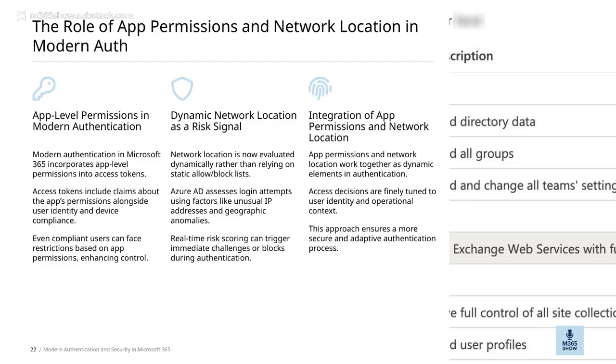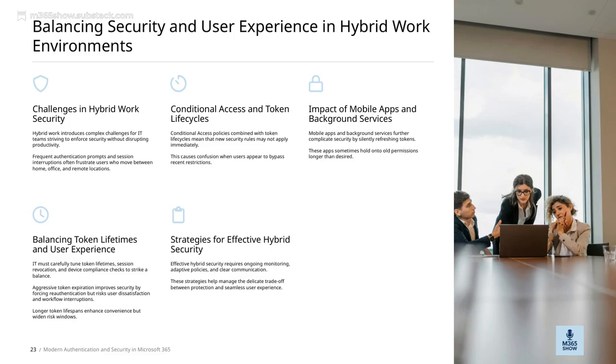So, in summary, app-level permissions are embedded into access tokens, and these permissions play a crucial role in modern authentication. They help us enforce granular control and make sure that access is granted safely, even considering the operational context. Overall, this integration helps us build a more secure, adaptive environment where access decisions are made with multiple factors in mind. Effective hybrid security really relies on continuous monitoring, adaptive policies, and clear communication. These strategies are essential for managing the delicate balance between providing strong protection and maintaining a seamless user experience.